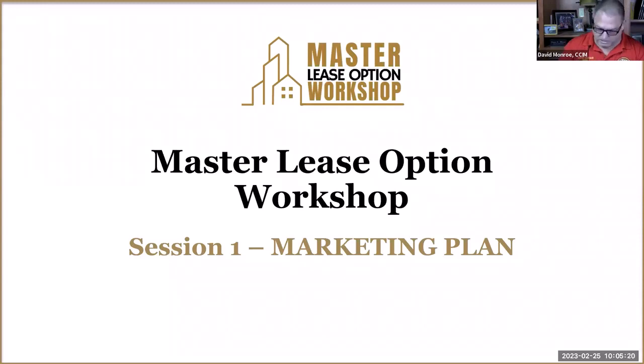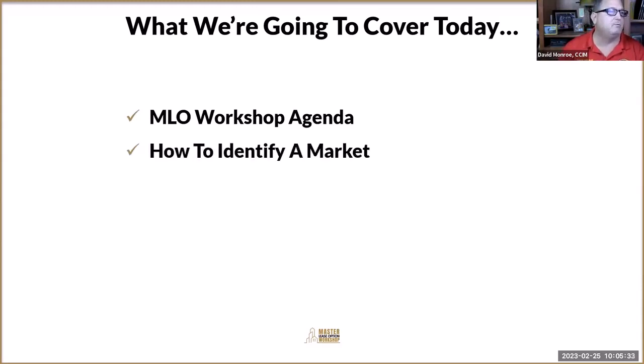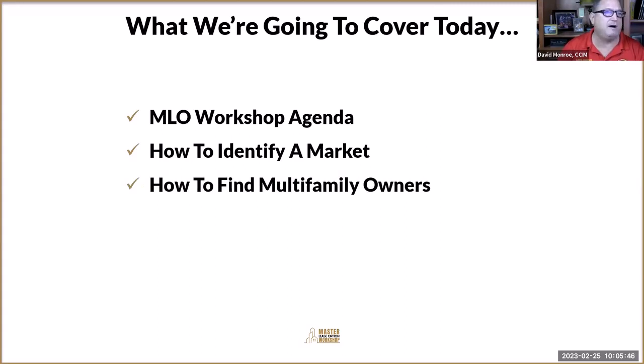All right. So session 1, marketing plan, Master Lease Option Workshop. What are we going to cover today? Well, we're going to go over the agenda for all 3 sessions: today, next Saturday, and the following Saturday. Then we're going to determine how to identify a market. In this case, we're not identifying good markets. We're actually identifying declining markets, because that's where this strategy works the best. And then how to find multifamily owners. So once you've identified a market or 3, how do you actually find the owners? We're going to talk about that.